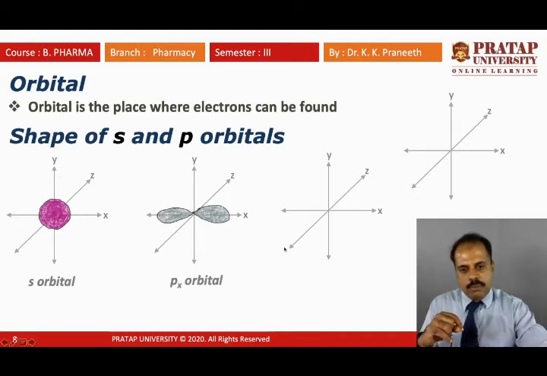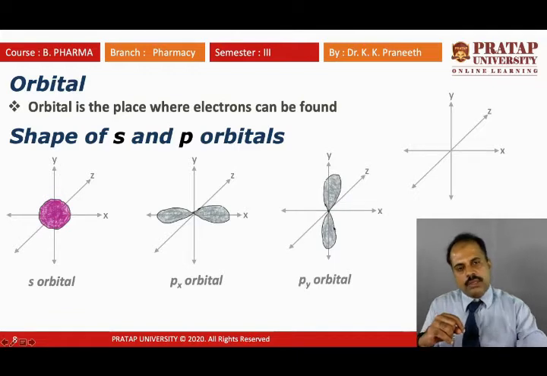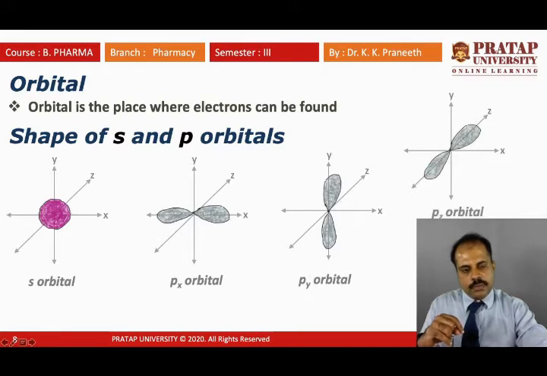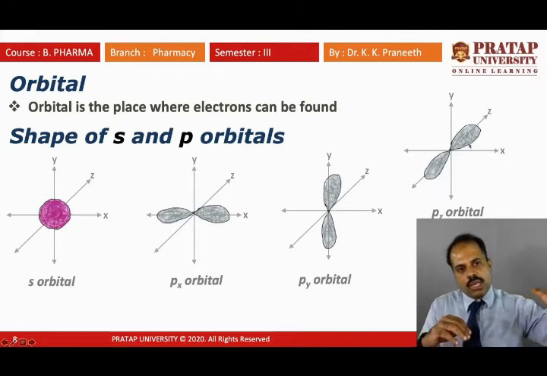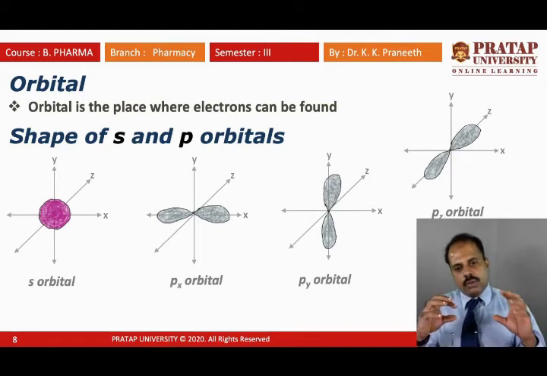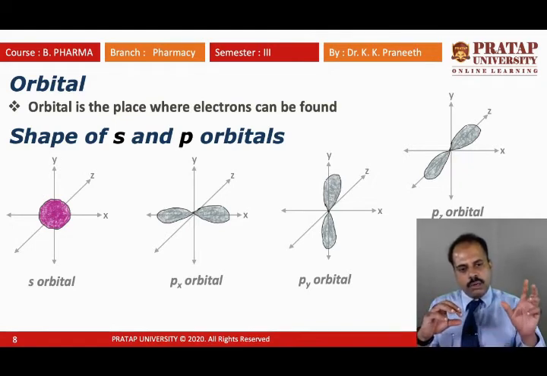What is the next one? The next one is the py orbital, because this orbital lies on the y axis, so it is called the py orbital. Similarly, the pz orbital lies on the z axis. So there are 3 types of p orbital: px, py and pz.